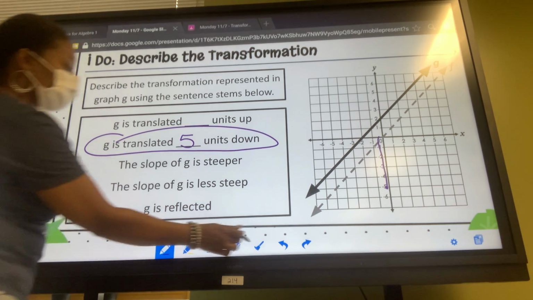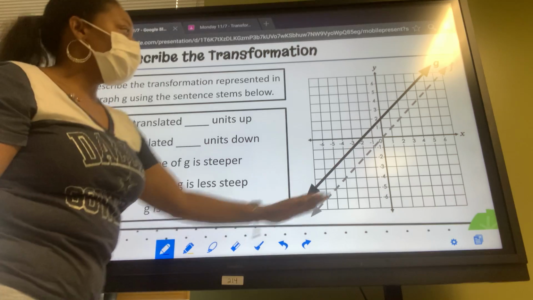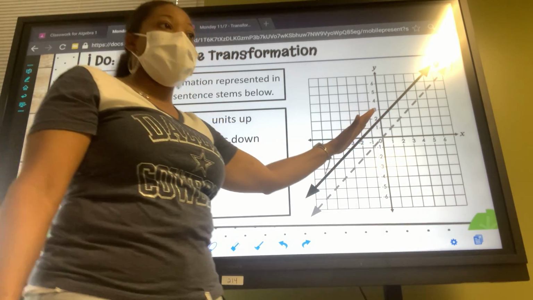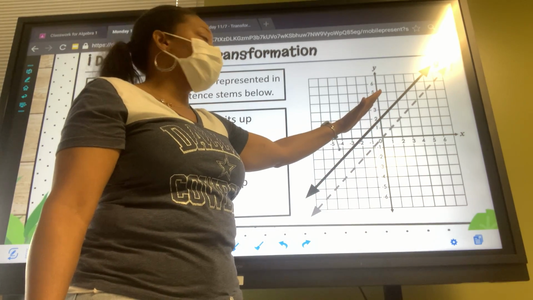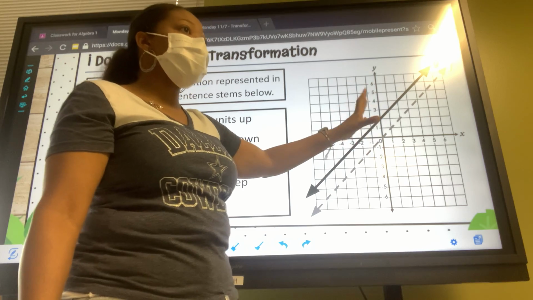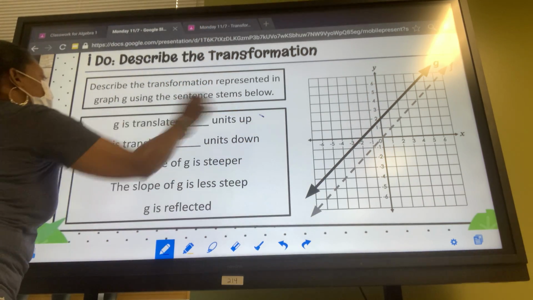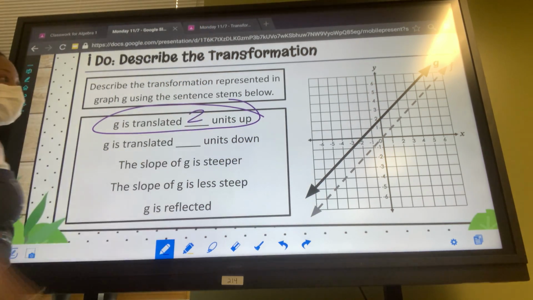Exactly. On this next one, it started at 0 for our parent function. Now it's up here. They're parallel, so that means it's just a translation, and it went 2 units up because it went from 0 to 2. Easy.